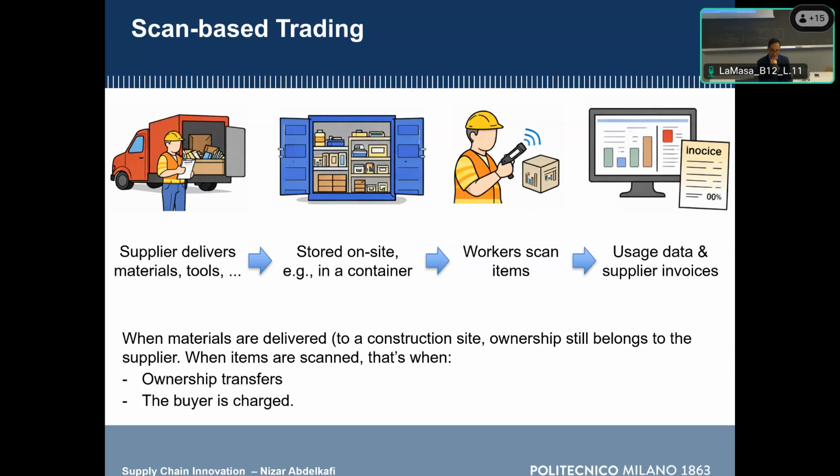How does the ownership transfer work? It is pretty simple. When you go to, let's say, a retail store and buy coffee, from the moment you give the money, there is an ownership transfer. Here, when the system detects that you scan that tool or that material, it will signal that it is in use. So it is no longer the ownership of the supplier, it is now the ownership of the construction company, the buyer, and then an invoice will be issued instantaneously.